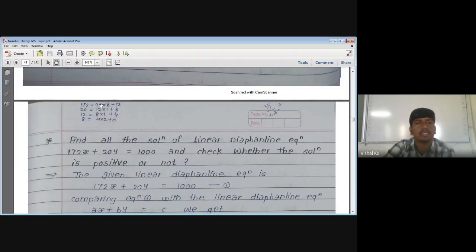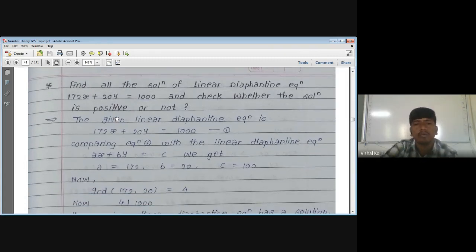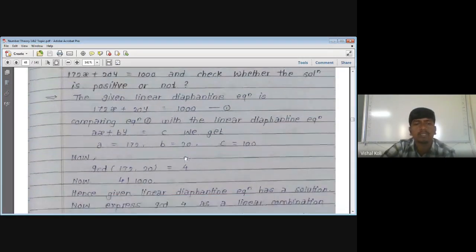Now we express 20 as a multiple of 12 plus a remainder, that is 20 is 12 into 1 plus 8, and 12 is 8 into 1 plus 4, and 8 is 4 into 2 plus remainder 0. As this is the last nonzero remainder Rn, therefore 4 is the GCD. Therefore GCD of 172 comma 20 is 4. Now we have to check whether 4 divides 1000 or not, but we know that 4 divides 1000. Therefore, as 4 divides 1000, according to that statement the linear Diophantine equation has a solution.